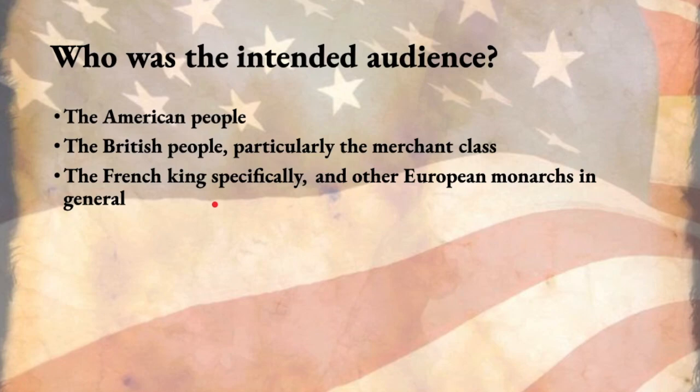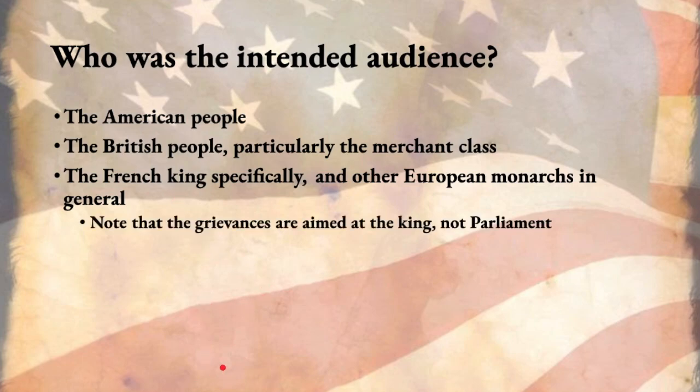Jefferson tries to refrain from offending the French king or the Spanish king or any other kings that they might seek help from, and just attacks the English king. So when we look at the grievances, they're aimed at the king, not Parliament, which is also interesting because all those acts weren't passed by the king. The only thing the king really had a direct hand in is the Proclamation of 1763. Parliament passed all those other acts.